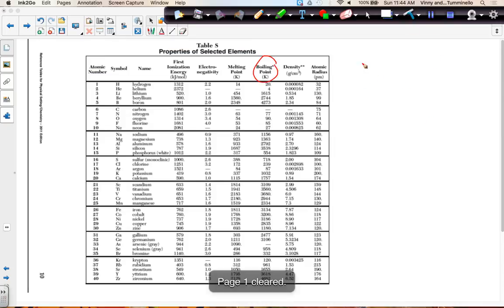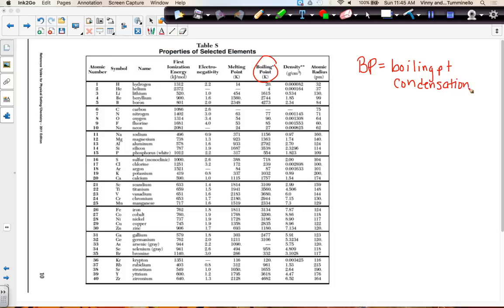We also have boiling point. So boiling point is the temperature that it will boil, but it's also the temperature that it will condense, because of the fact that, again, on the heating curve, boiling happens when you're adding heat. Condensing happens at the same temperature when you're removing heat.